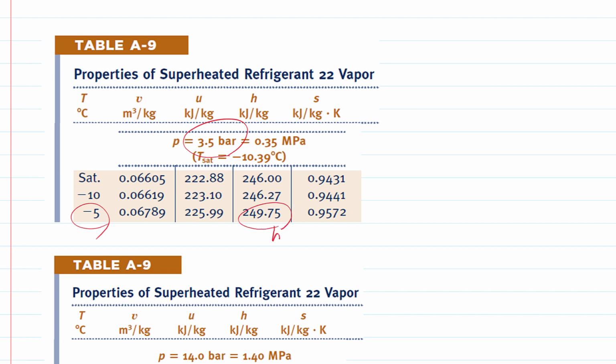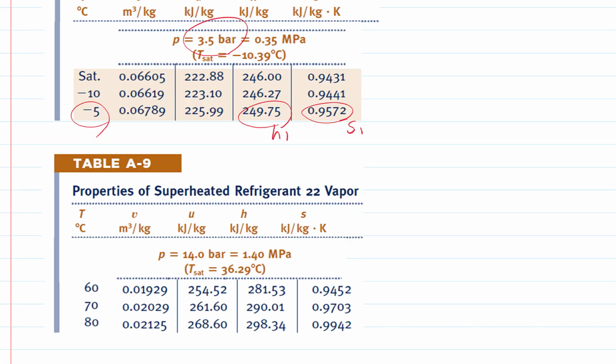At the inlet, pressure 3.5 bar, temperature negative 5 degrees Celsius. Enthalpy h1 is here, entropy s1 is here. At the exit, pressure 14 bar, temperature 75 degrees Celsius, which falls between these two. So we can determine enthalpy at 75 degrees Celsius, the average of these two numbers. So h2.